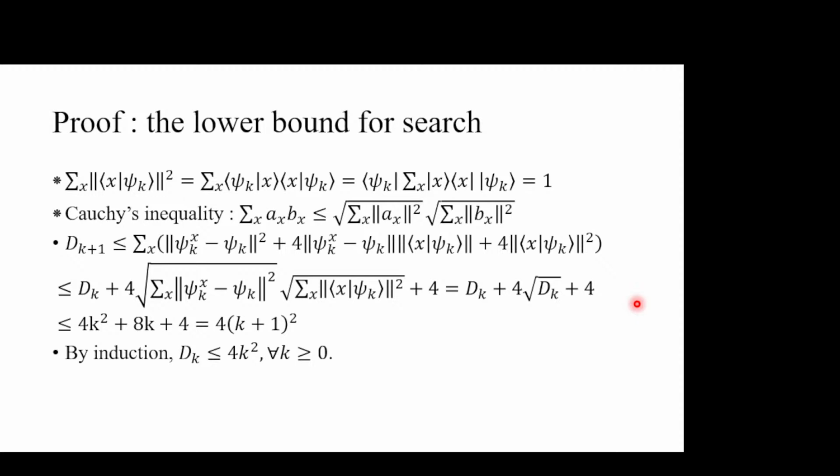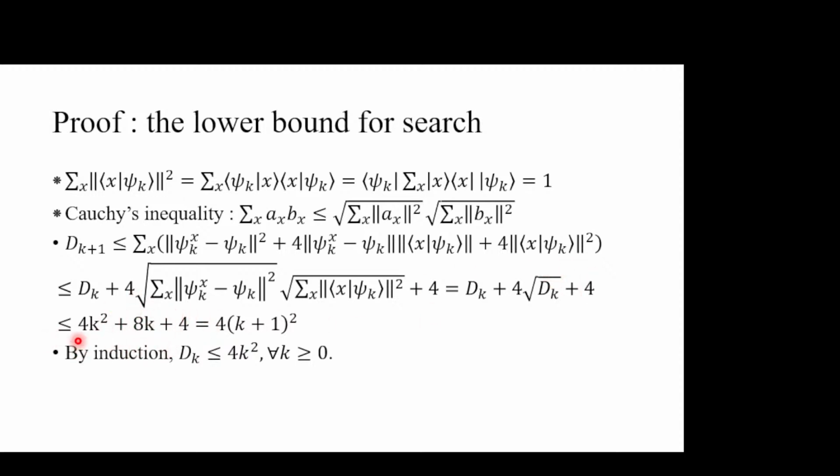Okay, and now we can go back to use our induction assumption. So we say d_k is less than or equal to 4k², and the square root of 4k² is equal to 2k, so this is 8k, plus 4.